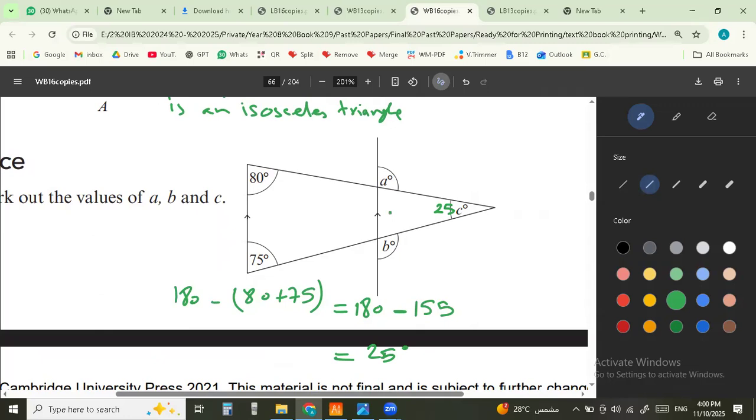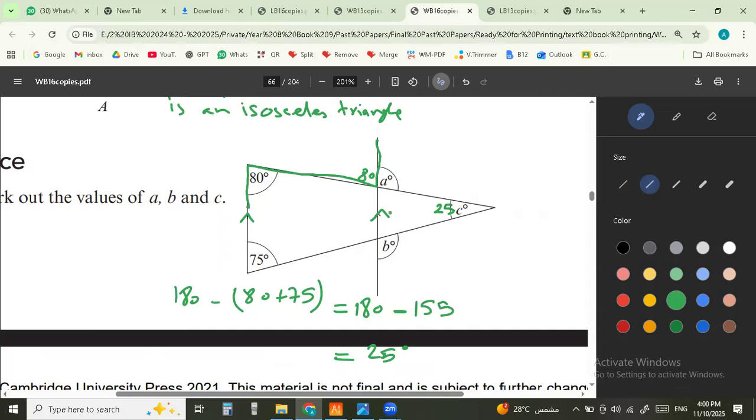Well, I know that these are two parallel lines. So this is 80. This is also going to be 80. How? It is an alternate interior angle. You see the Z letter? Here you go. The Z letter.